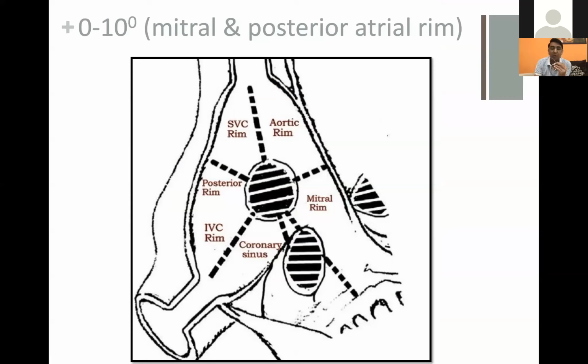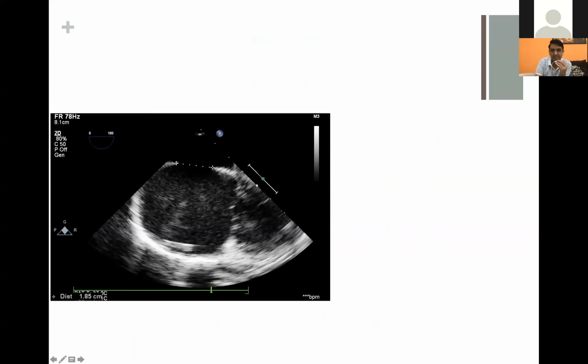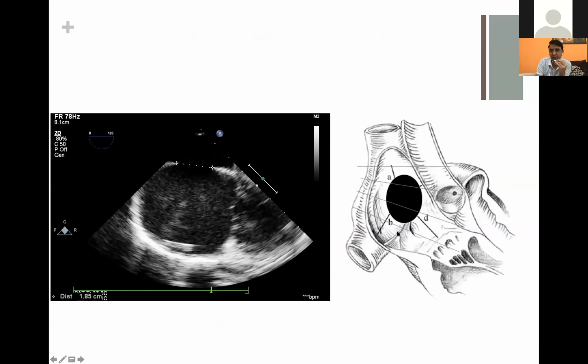Also, although it is a cross-sectional imaging, we draw different lines of plane. We push our probe inside and outside to scan it at multiple levels, and that is why we scan the defect in its totality. That is how we see that this is the area which is in relation to the mitral, and this would be opposite to that.